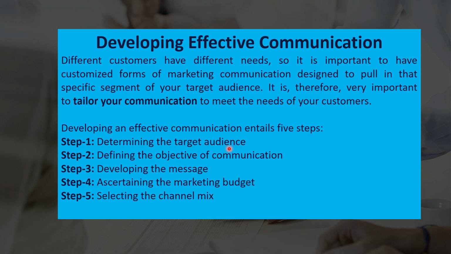Whom do you want to target? Whether the age range is teenage, that is 18 to 25, or adult, that is 25 to 35, or older people above 35 or 40. Then define the objective of the communication. For example, if you want to sell a Lenskart product, your objective is to get more and more people to buy your brand.